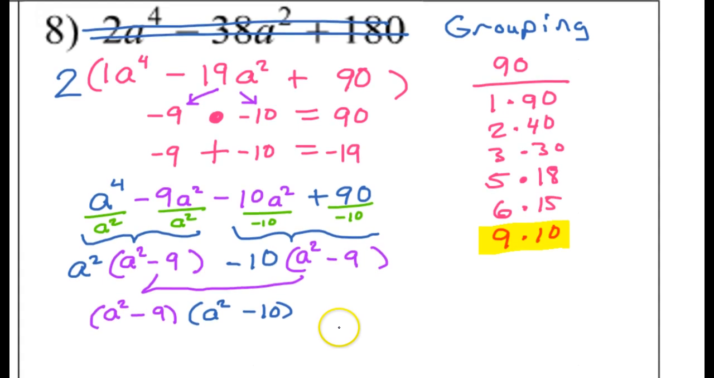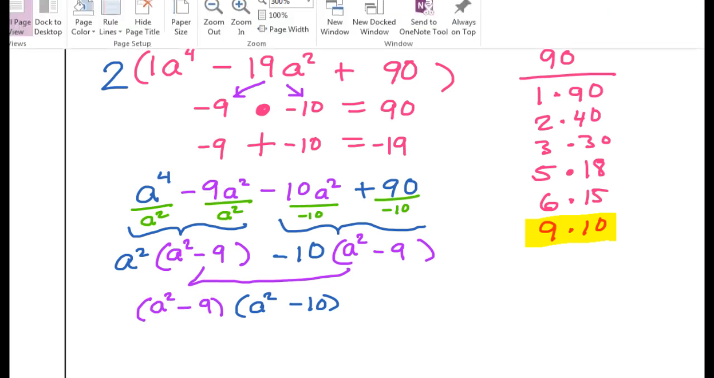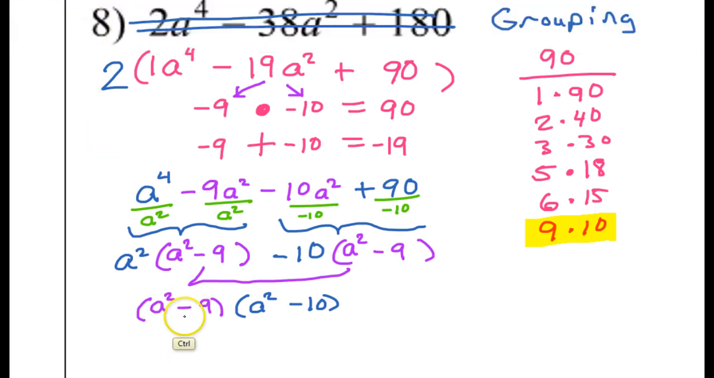Okay, so sometimes I would be finished right now, but not in this particular case. Mostly because a squared minus 9 is the difference of squares. So you really have to watch out for that. So we're going to have to keep going. This will factor further using the difference of squares pattern. A squared minus 9 will factor as a plus 3 times a minus 3. That's how you factor the difference of squares.